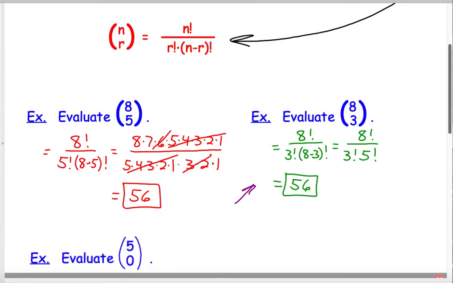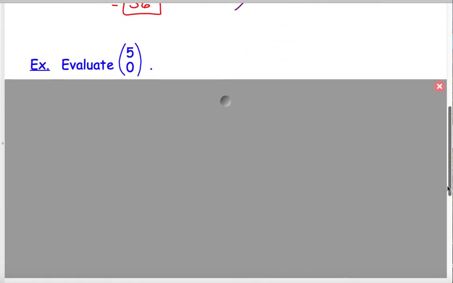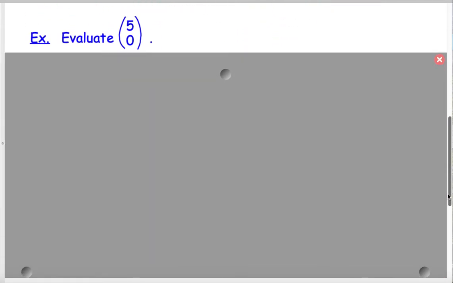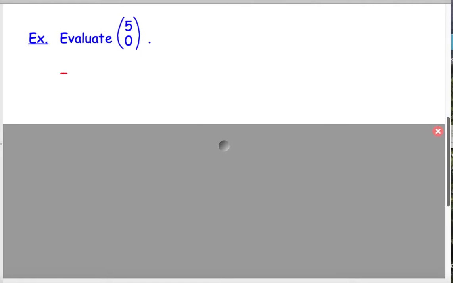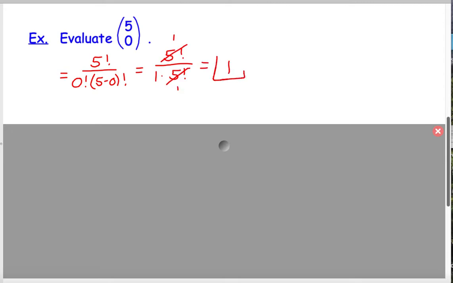Okay. Let's try a few more of these. Calculate 5 choose 0. Now you might think, well, that doesn't make sense. So according to my formula, that should be 5 factorial over 0 factorial times 5 minus 0 factorial. Well, what's 0 factorial? 0 factorial is defined as 1. So it's 5 factorial over 1 times 5 factorial. And obviously those cancel and reduce down to 1. So the answer is just 1.